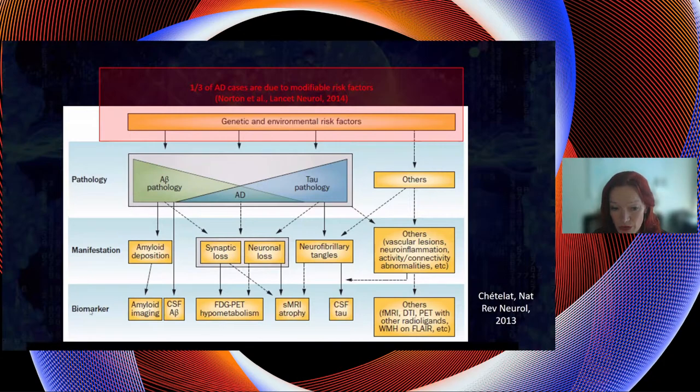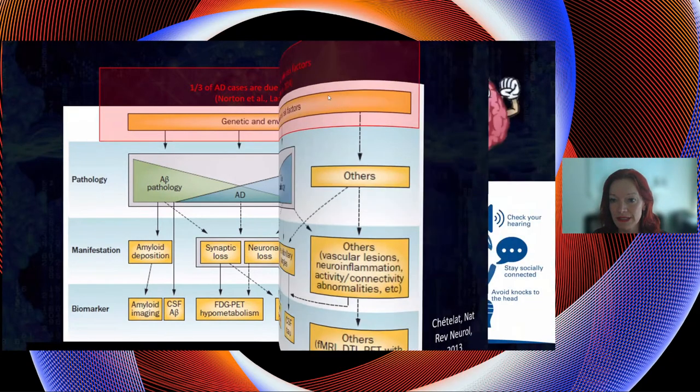We have biomarkers that are more or less specific of those manifestations. So there is a lot to do to understand what the pathological processes are there. But what we can say is that about 40% of AD cases are due to modifiable risk factors. As we more and more acknowledge the role of genetic but also environmental risk factors, there is hope that interventions using those modifiable risk factors might help reduce the risk and load of the disease.